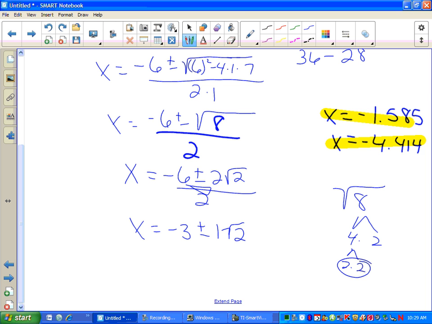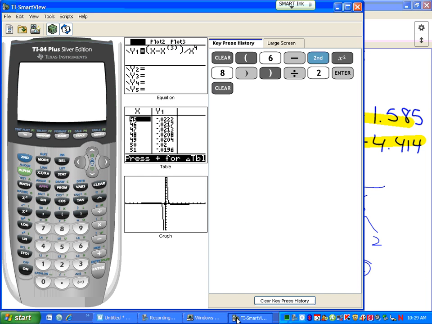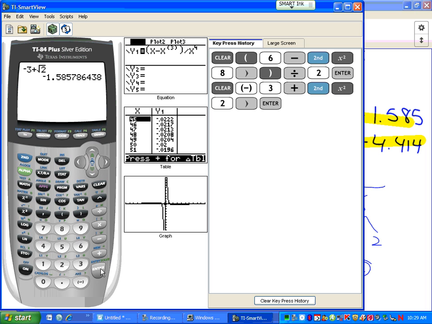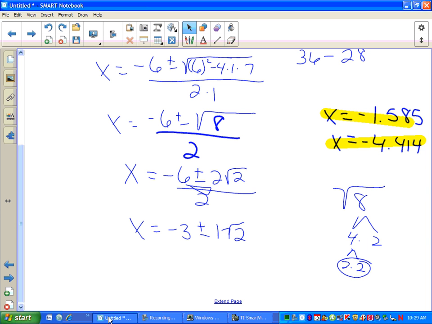Now think that through for a second. Pause it and look at that simplifying. And now let's check. We have negative 3 plus the square root of 2. Let's check that in a calculator. Negative 3 plus the square root of 2. Let's see what decimal we get for that. Negative 1.585. Is that what we got in class earlier? Yes, it is. Good. Now let's look at the other one.